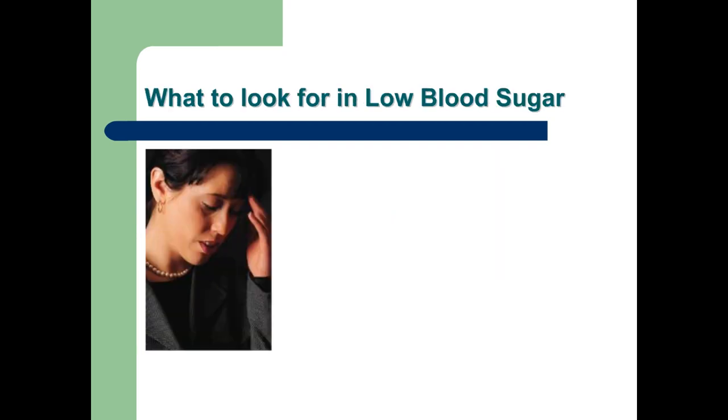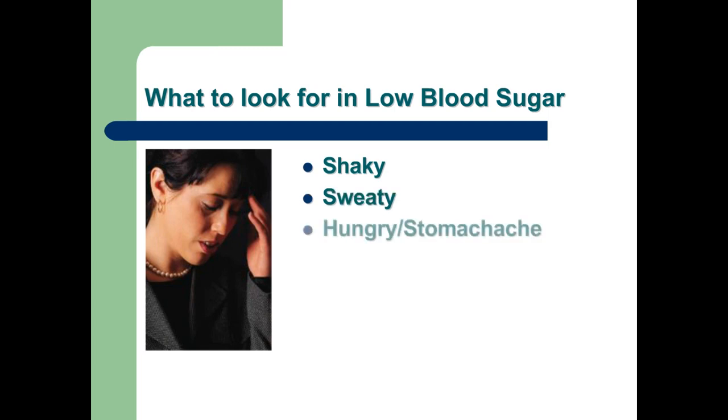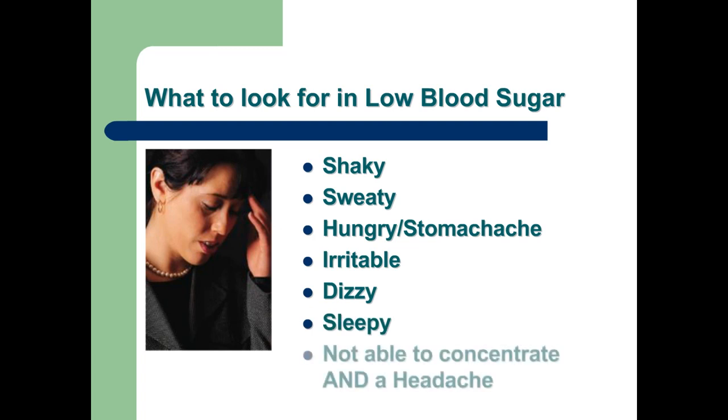Symptoms of low blood sugar are different for each student and may vary from episode to episode. Think of how you feel when you've skipped breakfast or lunch. This is how students with low blood sugar feel. A low blood sugar can happen very fast. A student with a mild episode of low blood sugar may show the following symptoms: shakiness, sweating, hunger or stomach ache, irritability, dizziness, sleepiness or drowsiness, not being able to concentrate, and a headache.